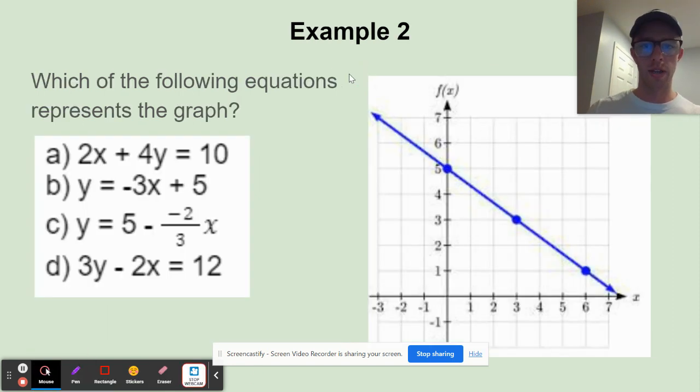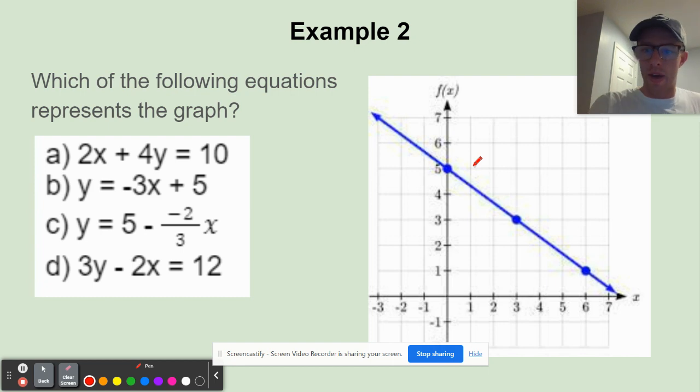All right, let's try the you do. This time I'm giving it in reverse. I'm giving you the graph, and I want you to match it with the equation. So we have to kind of see what we have going on here. This is a linear equation, so I want to find the slope and the y-intercept.